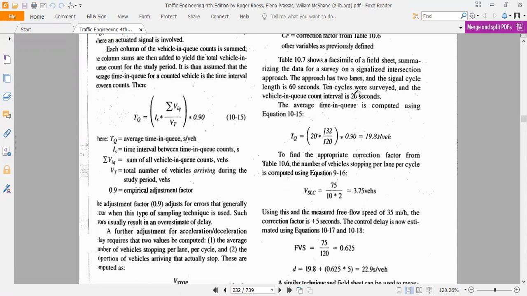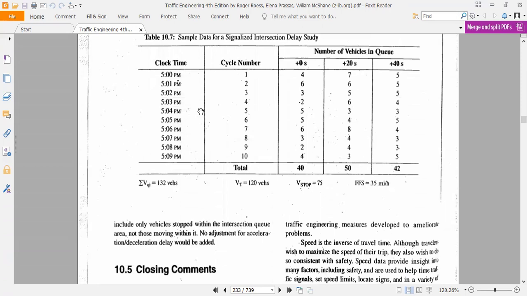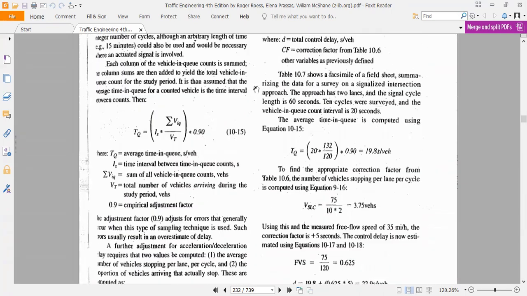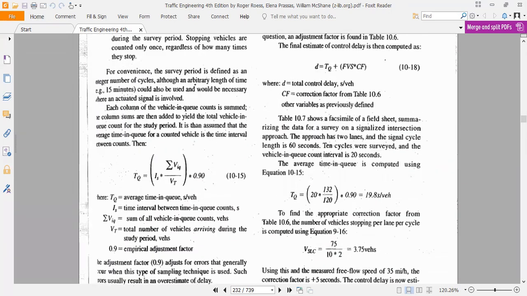The 10 cycles were surveyed. Where is this number coming from? 10 cycles from 5 p.m. to 5:10 p.m. Here you can see 5:09, so 0 seconds, 20 seconds, 40 seconds. So you are observing a total number of cycles equal to 10. So this is the total number of cycles. Okay, so here this 10 is coming from.